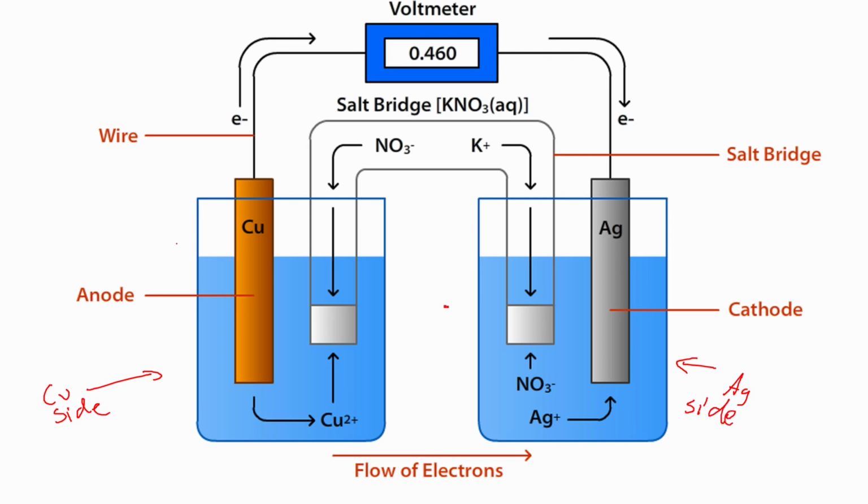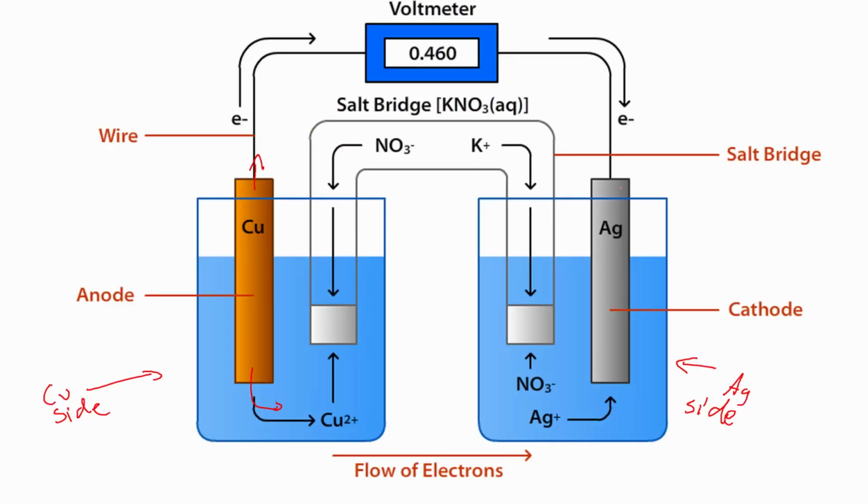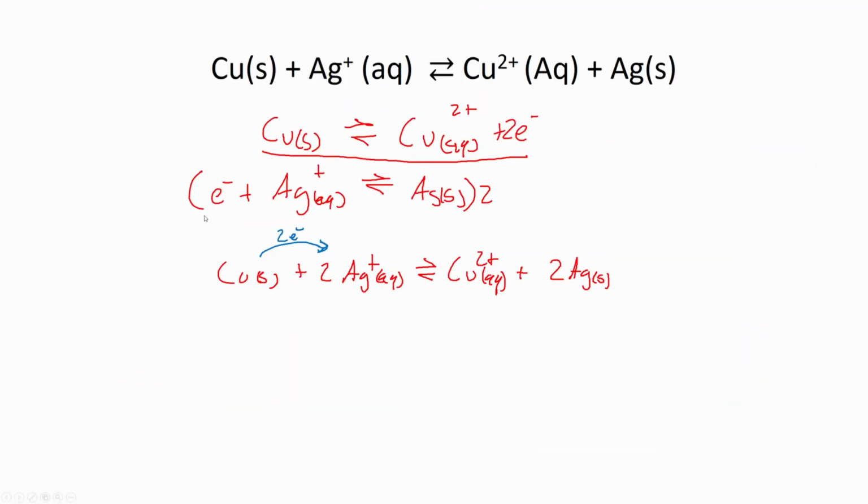And we see here that copper is giving up electrons, and as a result, becoming copper 2 plus. Just like in our half reaction, copper is giving up electrons and becoming copper 2 plus. And on the other side, we see that silver is gaining electrons, and silver is going from the ion form into the solid form, just like in our half reaction.